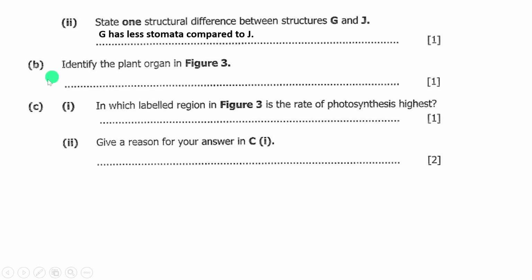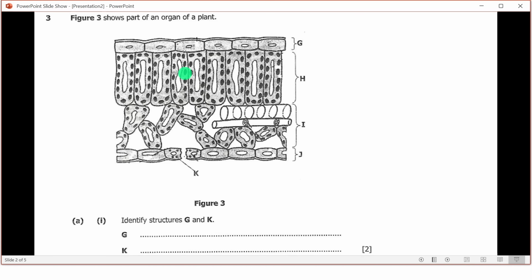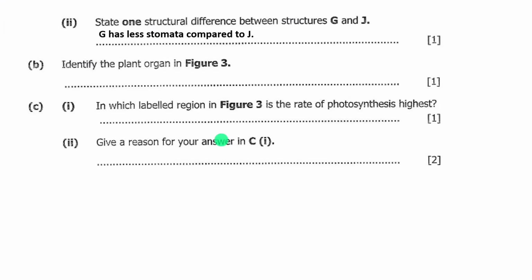All right, so then B says identify the plant organ in figure 3. So this figure 3 here, what plant organ is it found in? Here you must understand that this is actually a leaf. Then C part 1 says in which labeled region in figure 3 is the rate of photosynthesis highest?